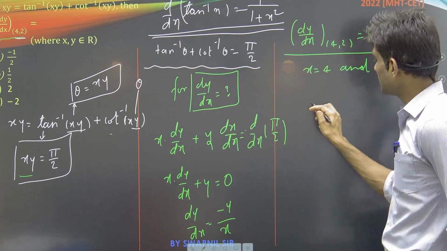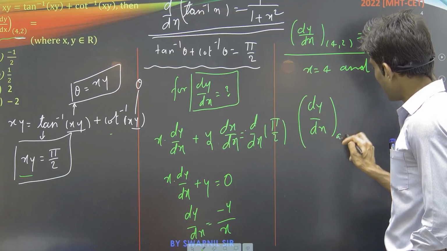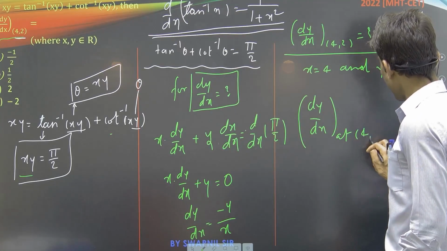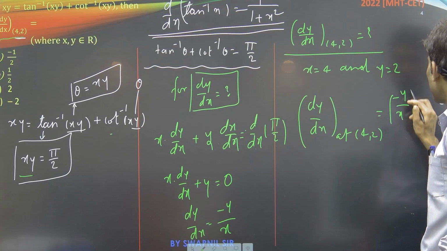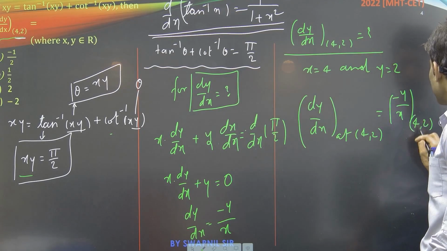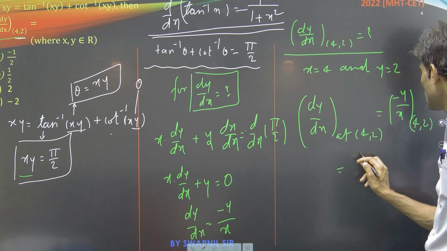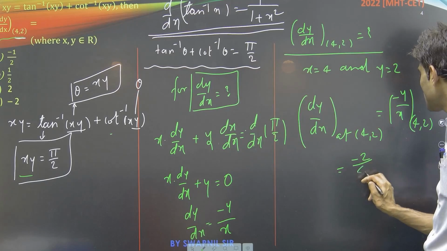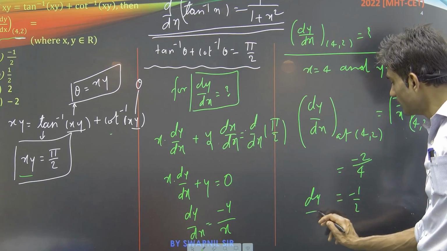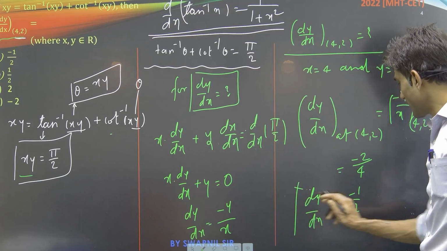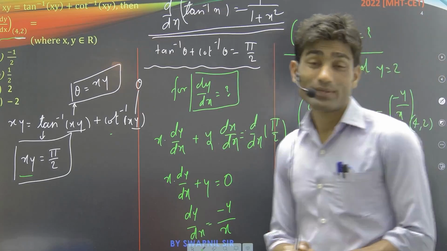Now let's substitute in dy by dx at the point 4 and 2. That means minus y by x at the point 4 and 2. Here x is 4 and y is 2. Substituting the values, we get minus of 2 divided by 4, so minus 1 by 2 is dy by dx. This is the value of dy by dx.